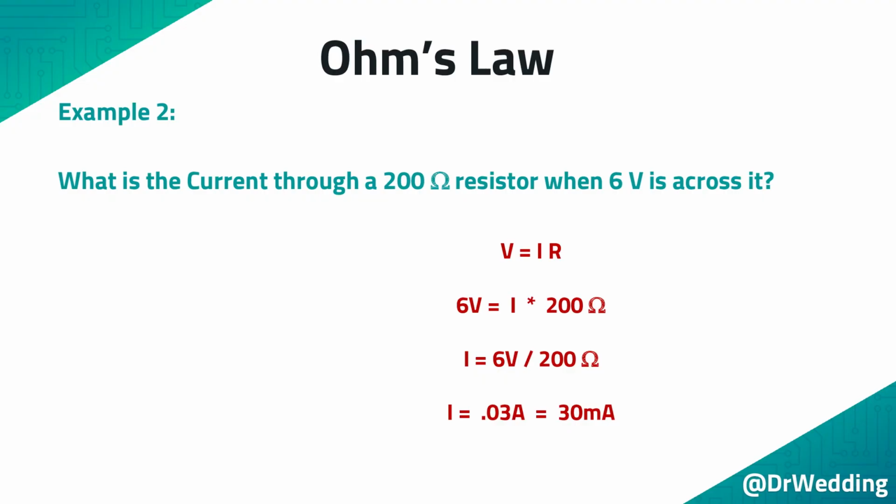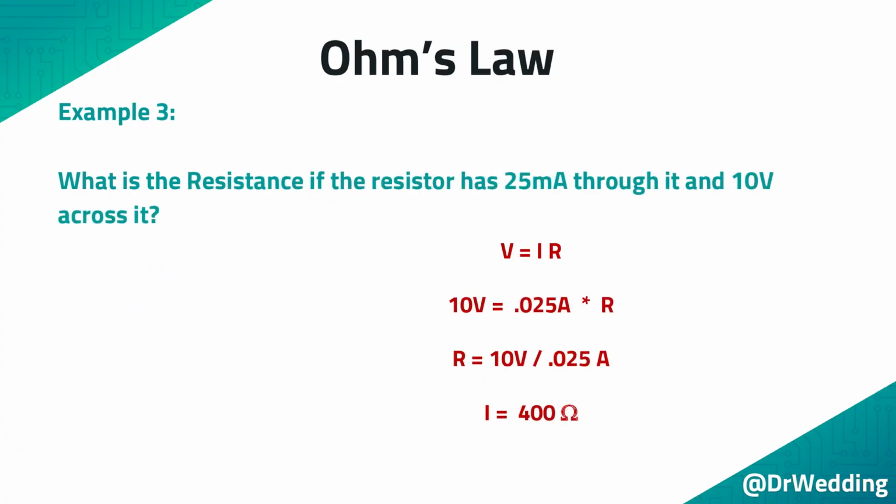If you have trouble solving for the unknown variable, you can use the triangle. The triangle is drawn on the page and the I is covered because that is what we are looking for. Now you know that the answer is V divided by R. Rewrite the equation as I equals V divided by R. 6 volts divided by 200 ohms is 0.03 amps. Going back to the video on numbering systems, 0.03 amps is the same as 30 milliamps.